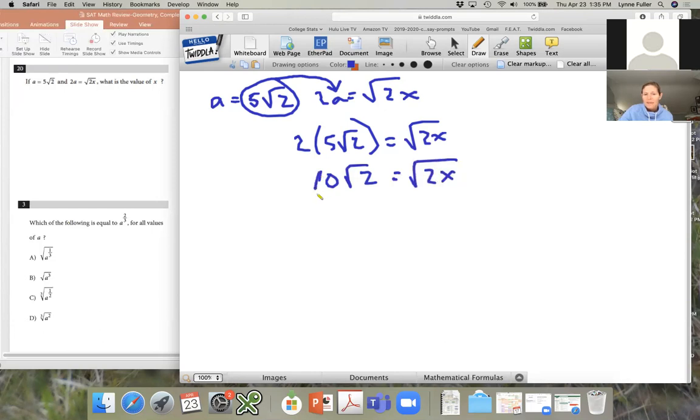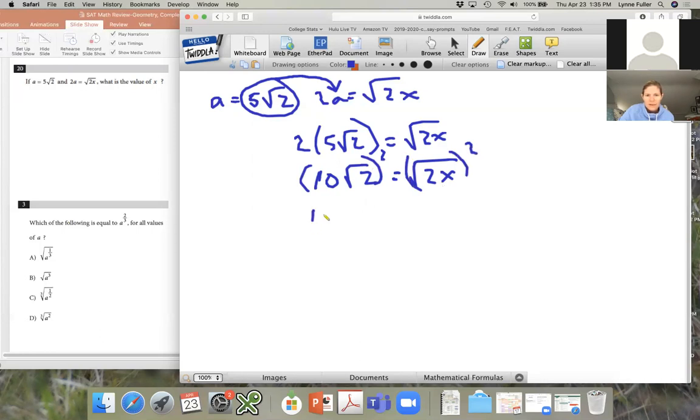Now, what's the opposite of a square root? I always think the mnemonic device is the opposite of a square root is the first word, which is to square it. So that's how I remember. If I had the cube root of a number, what's the opposite? Cube it. So I'm going to square both sides here.